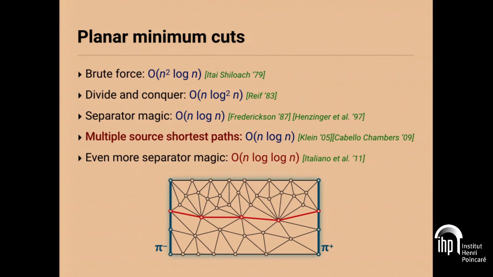Okay, and so this is how we do minimum cuts in the plane. We reduce it to finding a shortest path from one side of a rectangle to the other.